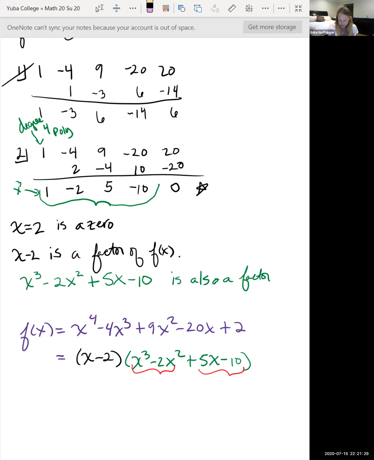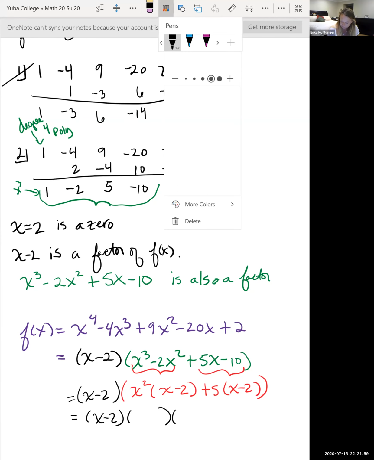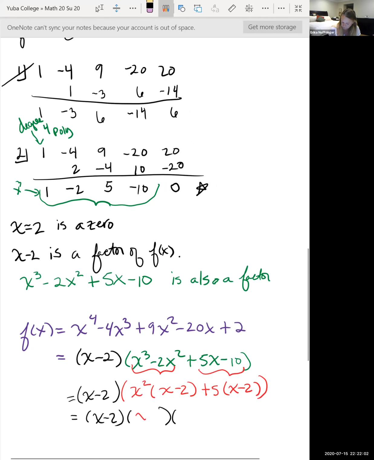And so I notice that we can pull x squared out of the first two terms, leaving you an x minus 2. And then for 5x minus 10, you can pull out a positive 5 out of those two terms, leaving x minus 2. Let's bring down our x minus 2. So we have x minus 2 all times x minus 2, and then here we'd be left with x squared plus 5.